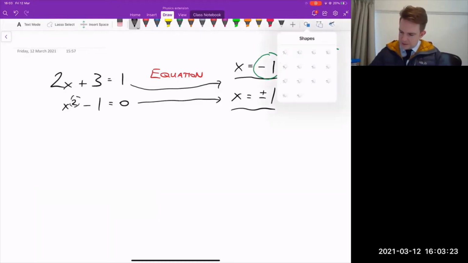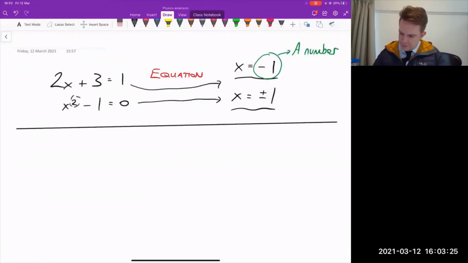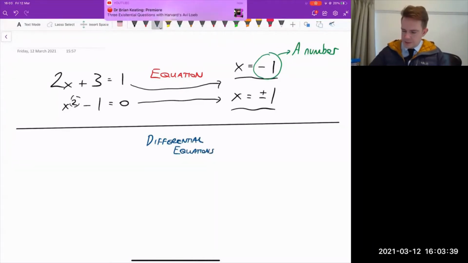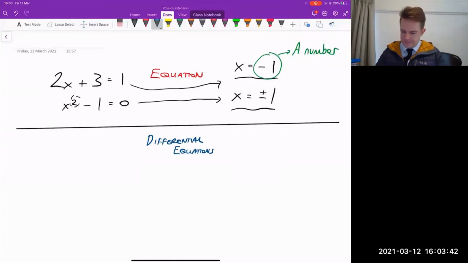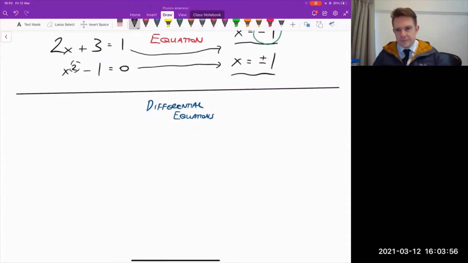So what I want to talk about today is not normal equations, and I've already told you what this session's about. It's called a set of equations which are known as differential equations, and you come across them a lot in physics and in chemistry, and for that matter, you can come across them in biology or economics or meteorology, because a differential equation is an equation which involves derivatives.